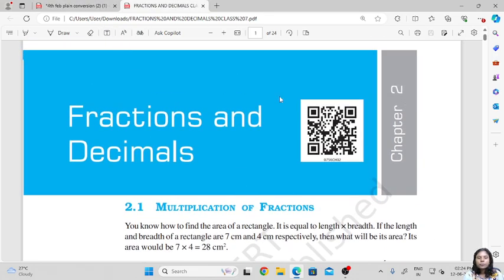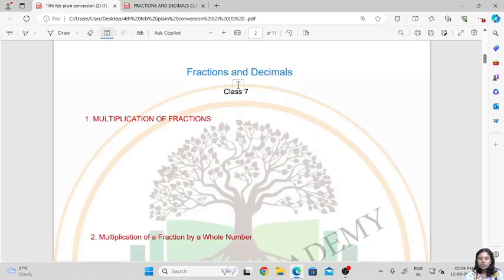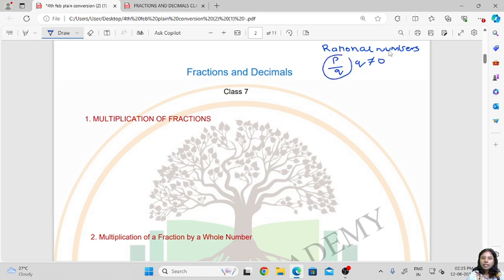So now, to understand fractions, we know what fractions are. When we say fractions, we simply mean that they are in a rational number form. In the previous video, when we studied rational numbers, we denoted them in p by q form, where q is not equal to 0. Similarly, in the same form we have our fractions over here.